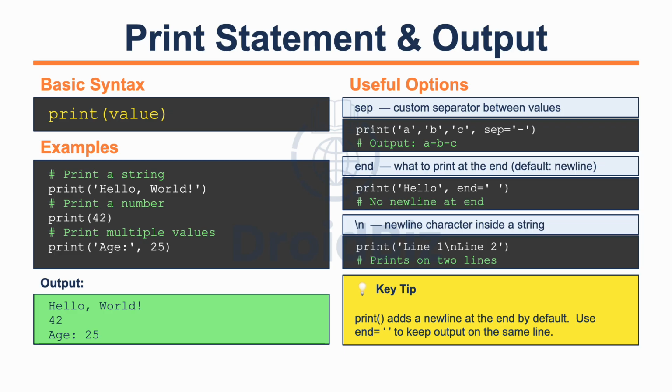The third is the \n character. This is the new line character. You can put it inside a string to force a line break in the middle of your text. Key tip: print always adds a new line at the end by default. If you want to stay on the same line, use end equals two quotes with nothing between them.